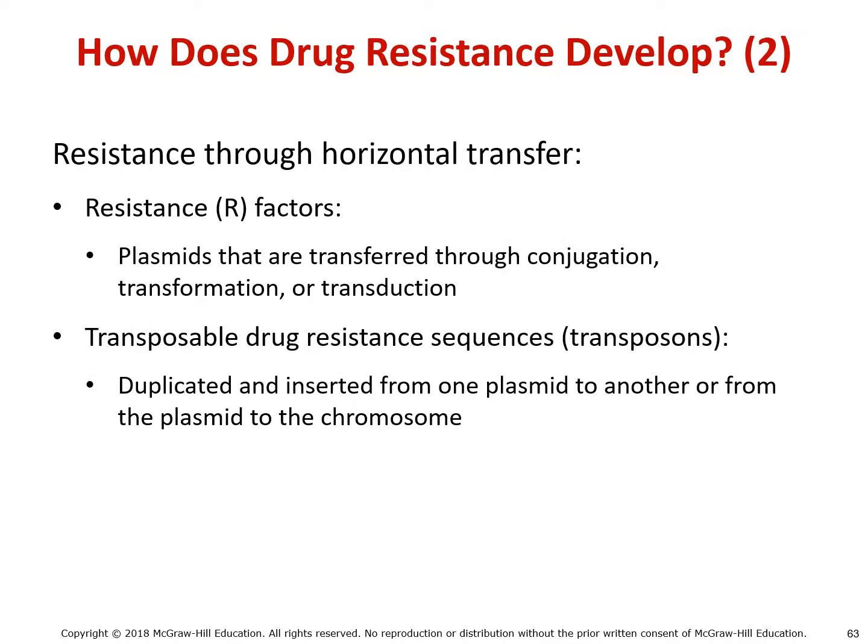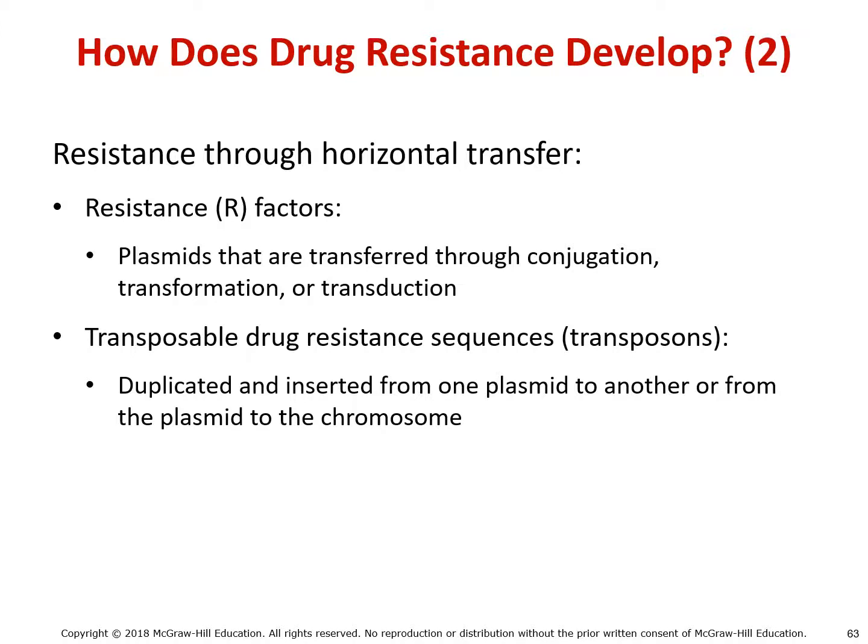So I illustrated before the possibility of resistance factors being passed through horizontal gene transfer. So things like plasmids can be passed through conjugation, transformation, or even transduction. Transposable elements have also been noted as means of moving drug resistance amongst sequences of genetic material, even to plasmids that then can be moved to other cells.